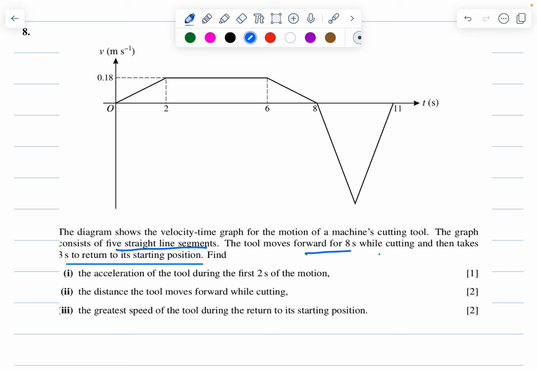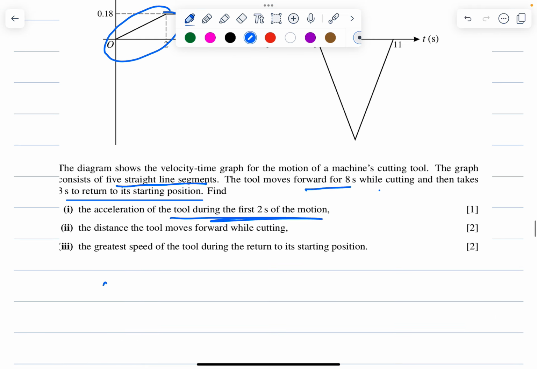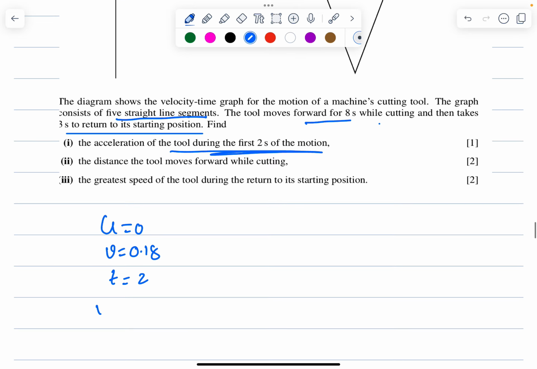Let's try to solve it out. The acceleration of the particle for the first 2 seconds. So for the first 2 seconds, initial velocity is going to be 0, final velocity is 0.18, time equals 2 seconds. So V equals U plus at.